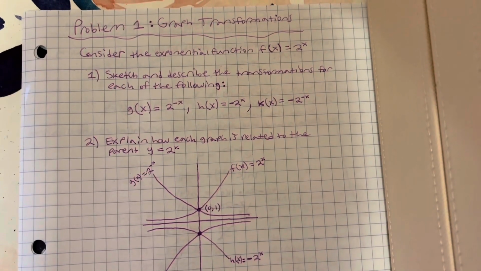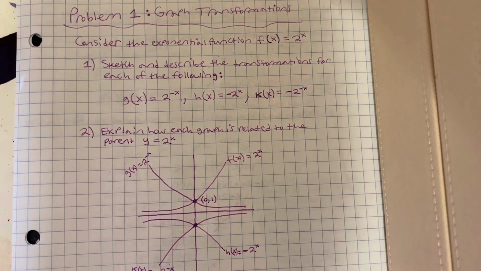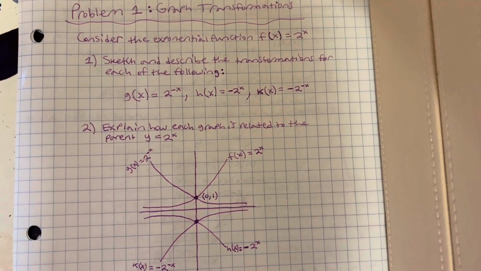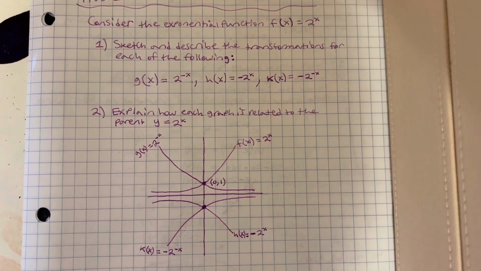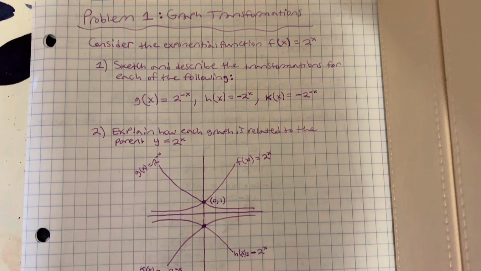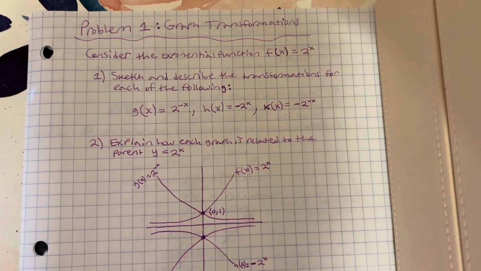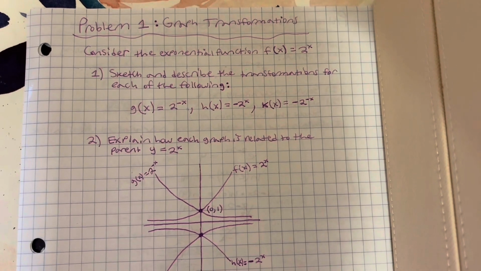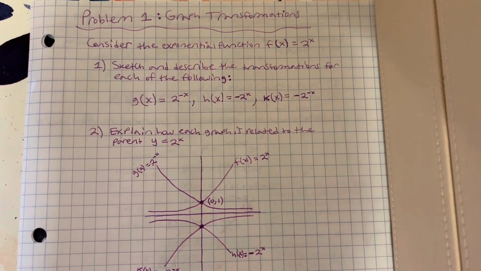Now for problem 1, which is graphing transformations. We have to consider the exponential function, which is f of x equals 2 to the x. We're going to sketch and describe the transformations for each of the following. We have g of x equals 2 to the negative x, h of x equals negative 2 to the x, and k of x equals negative 2 to the negative x. And we will explain how each graph is related to the parent graph y equals 2 to the x.